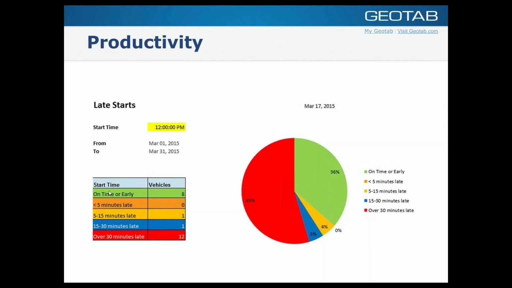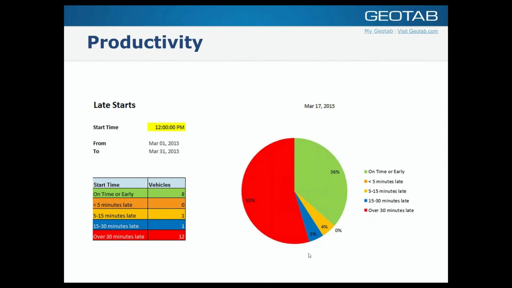category they fall into. So the first category is looking at if they're on time or early. So if they're coming in before noon or 7 a.m., which is great, or right on time. If they're less than 5 minutes late, if they're 5 to 15 minutes late, 15 to 30 minutes late, and over 30 minutes late. So looking at this particular fleet here, and I think this is our own internal one, so it's not an actual fleet's data, but it gives you a really good idea on how it works.